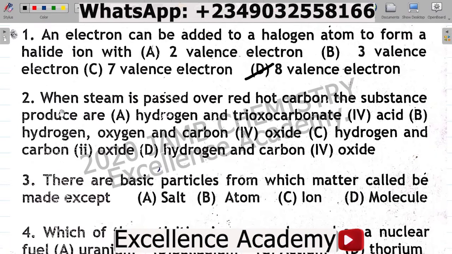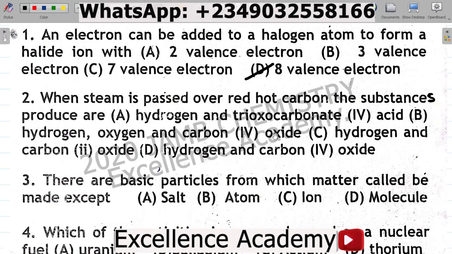Question number 2. When steam is passed over red hot carbon, the substances produced are, let me correct this, the substances produced are A. Hydrogen and trioxocarbonate IV acid, B. Hydrogen, oxygen and carbon IV oxide, C. Hydrogen and carbon II oxide, D. Hydrogen and carbon IV oxide.